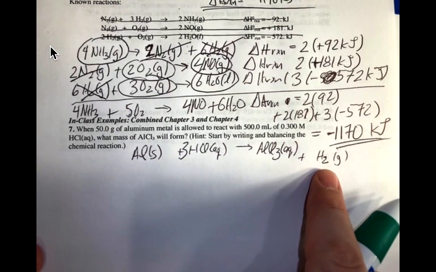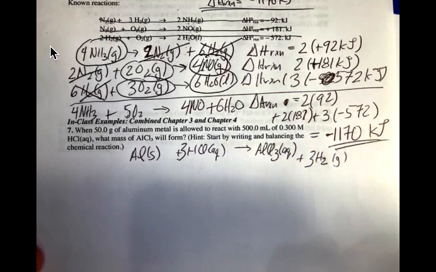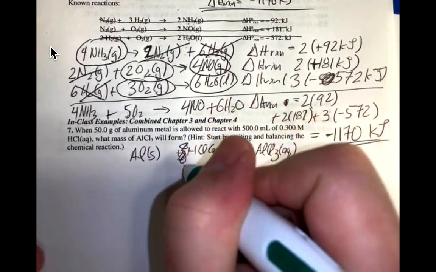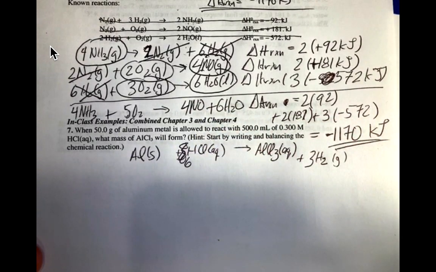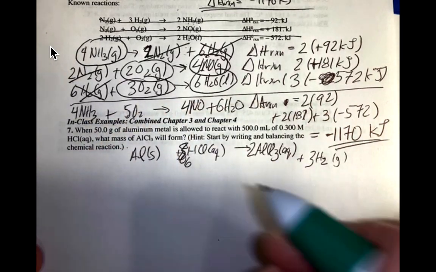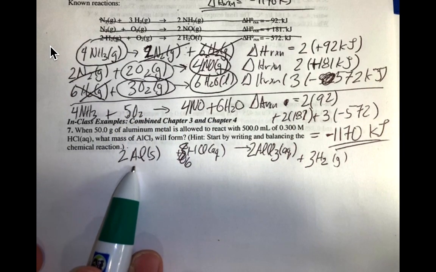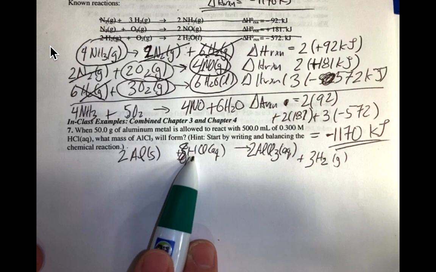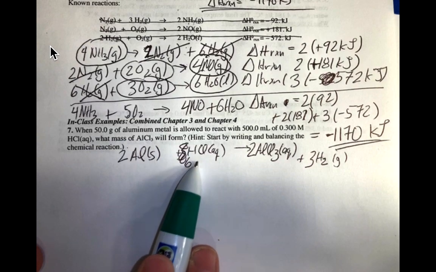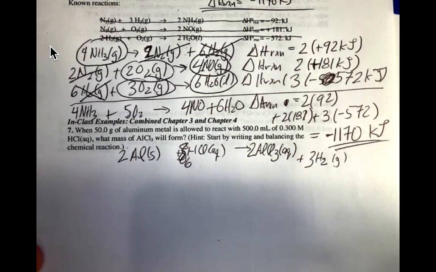Okay, but that's not going to work. Let's balance that. Okay, so ultimately here we have two aluminums reacting with 6 HCls to give 2 aluminum chlorides and 3 H2s as products.